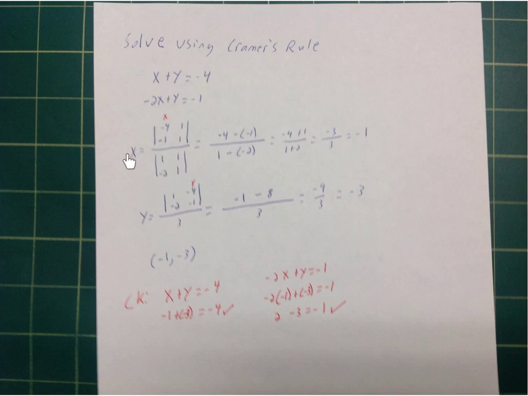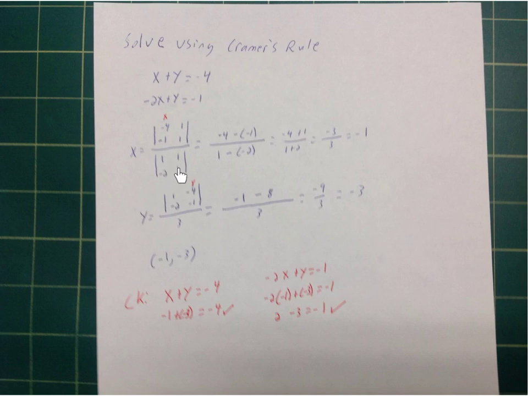And then when you're solving for x, in the first column you put the constants, negative 4 and negative 1. The other column matches the denominator. So that's how you come up with the determinants. Now you need to evaluate them.